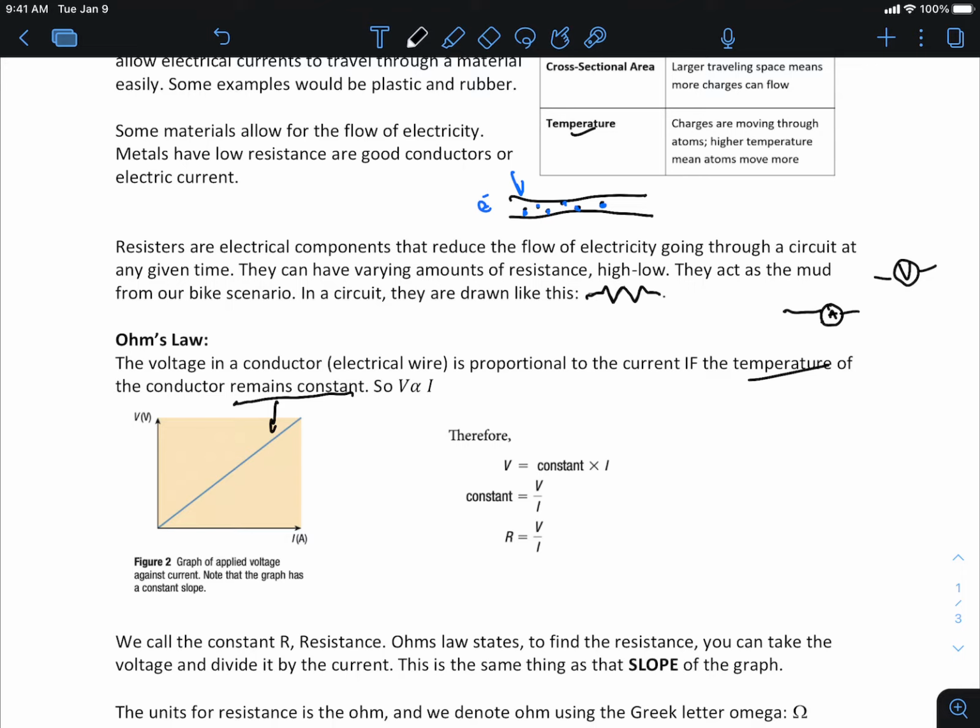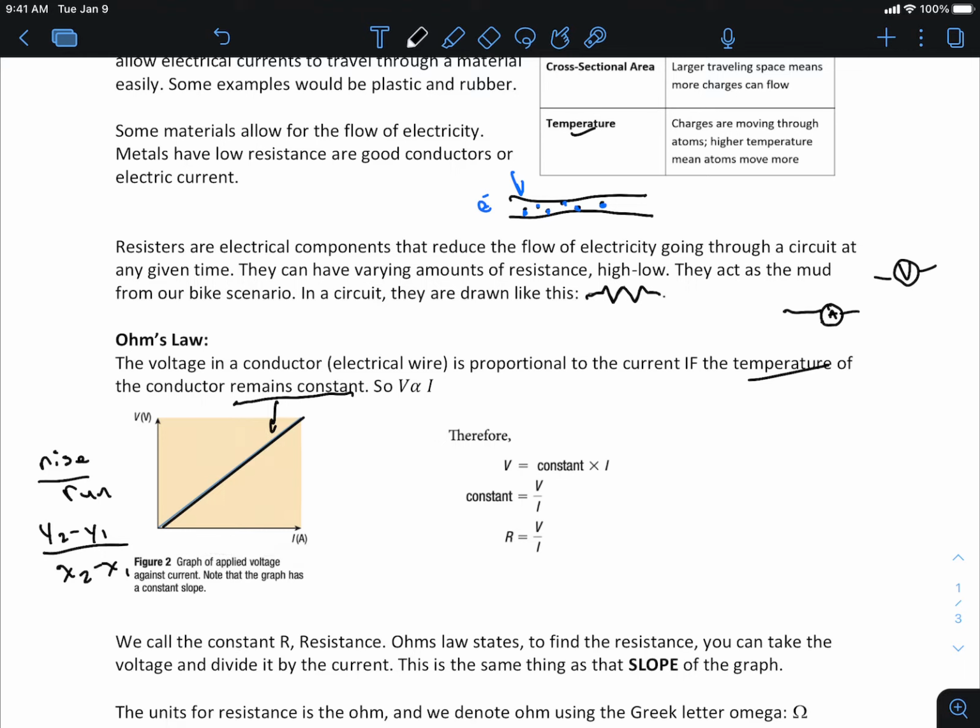And the slope of this line, remember, slope is always rise over run. I would be taking the y values, y2 minus y1 over x2 minus x1. We're looking at the voltage, the rise, over the current, the run. So the slope indicates where this equation comes from.